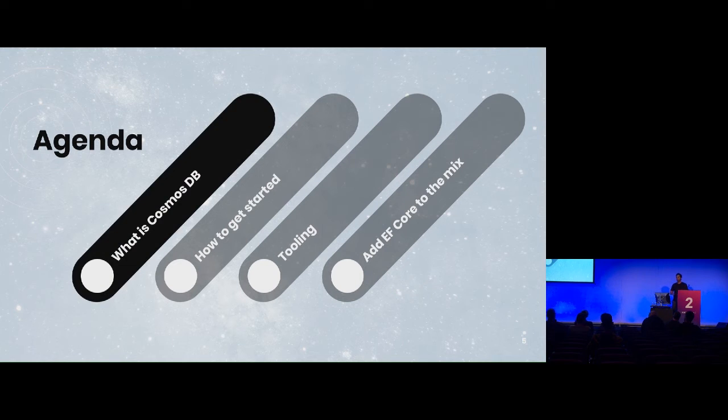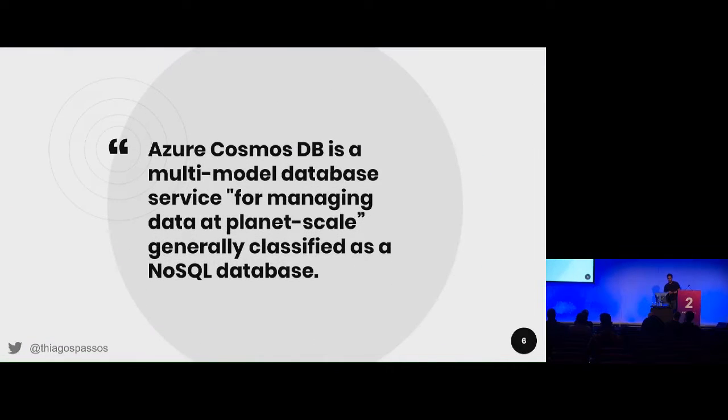All right, first, what is Cosmos DB? Cosmos DB is a multi-model database service for managing data at planet scale. And it's also called NoSQL. All right? From this sentence, everything looks all right, okay? NoSQL is well known, a service that's managed, and scale looks all right. But when it comes to multi-model, it's kind of funny how a database can be multi-model.